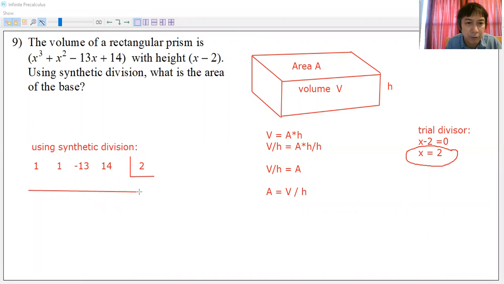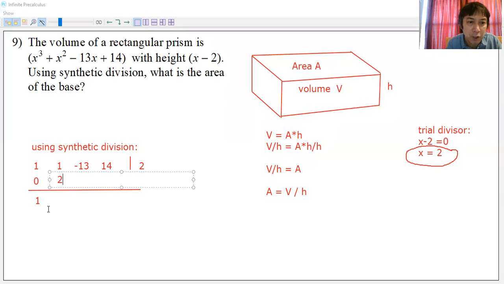We draw a horizontal line there. First add-in is 0. First addition, 1 plus 0. We get a 1. First product is 1 times 2. We have a product of positive 2, to be written in the next column.